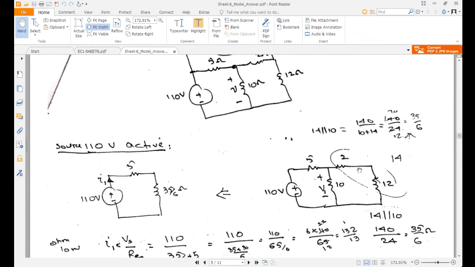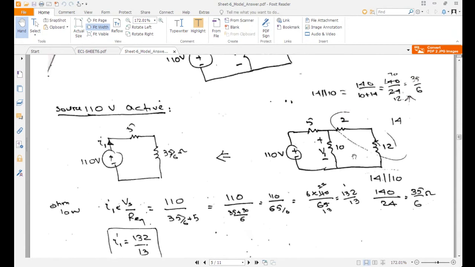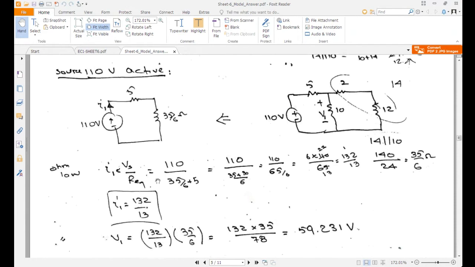Now these two are in series, and these two are parallel. You will get 35 by 6. This 5 is as it is. You need this V1. Give the name V1, not V.